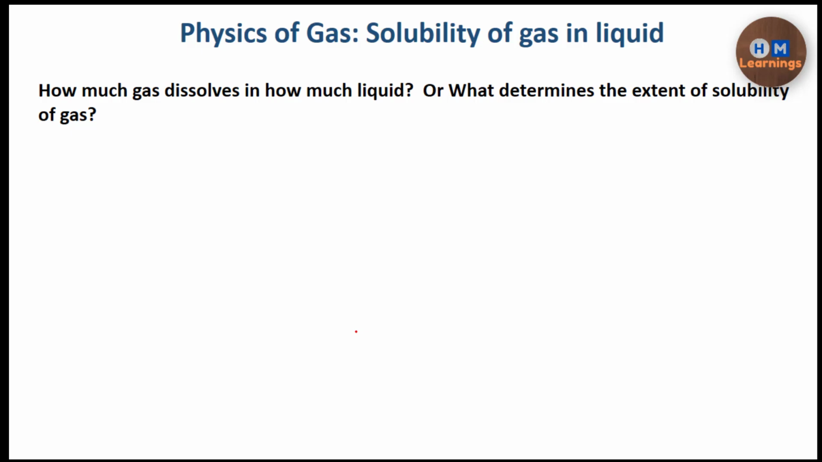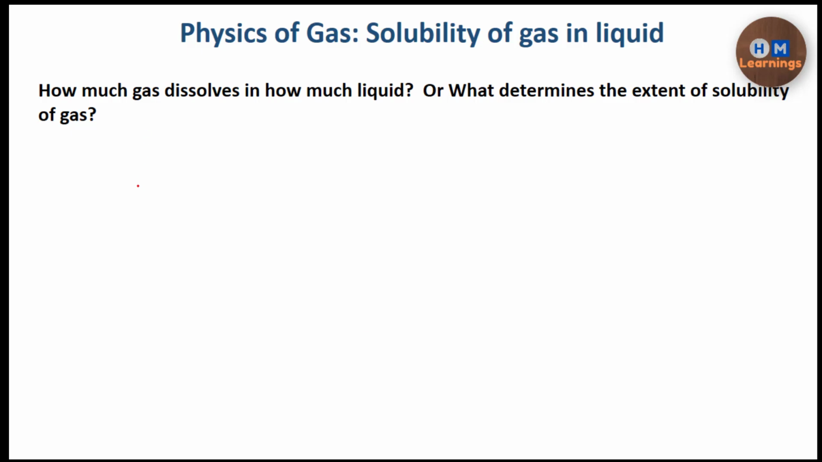So to dissolve is the action of dissolving or mixing the solute into the solvent. Solubility is defined as the maximum amount of the solute which can be dissolved in the solvent at a constant temperature and pressure. So we are going to talk about what determines the solubility, like how will you know that this much amount of oxygen is going to dissolve in this much amount of the liquid? What are the factors?